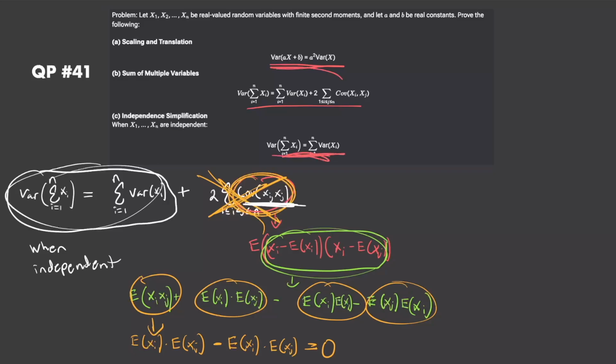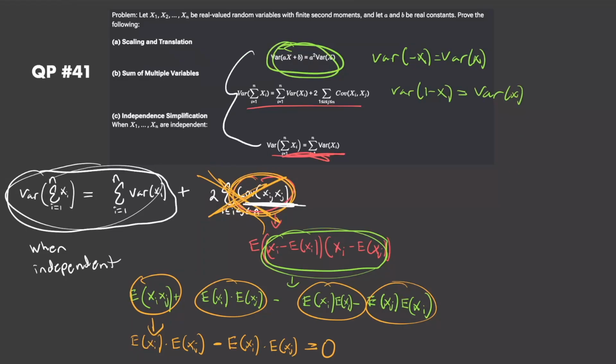Another fact that directly comes from part A is that the variance of negative x is equal to the variance of x. That's because we're essentially multiplying x by negative 1, so our a value is negative 1, and we pull out the a squared, which gives us 1 times the variance of x. So this comes directly from that, and other things too. The variance of 1 minus x is equal to the variance of x, everything like that. So all these things are very useful to know.